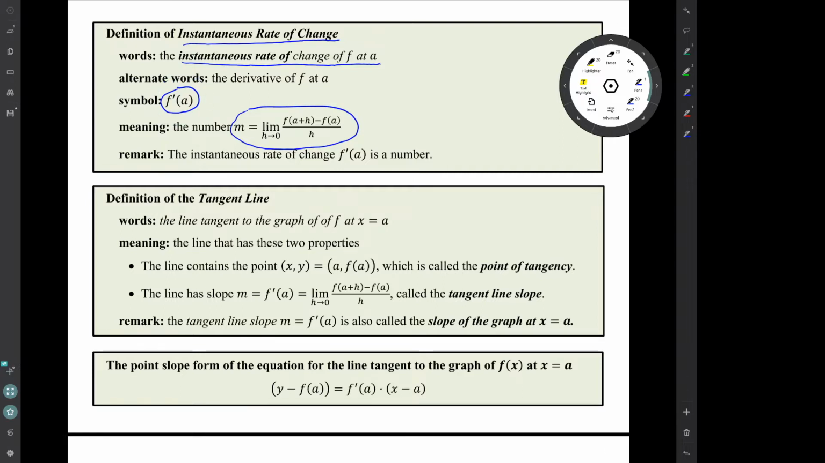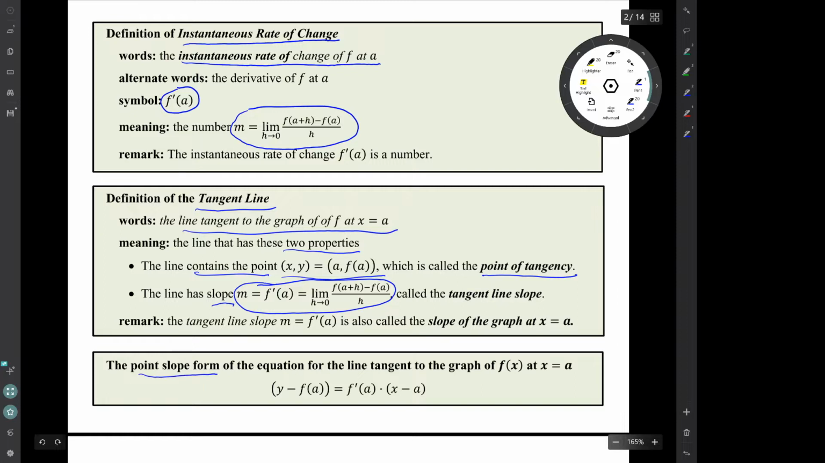Also in section 2.4, we talked about the tangent line. The line that's tangent to the graph of a function at a particular x value has these two properties. The line contains a particular point, the point of tangency, that has those coordinates, and the line has slope m that's given by this formula, the tangent line slope. Since we know those two things about the tangent line, a known point and a known slope, it's easy to build the point-slope form of the equation for the tangent line. It's this equation.